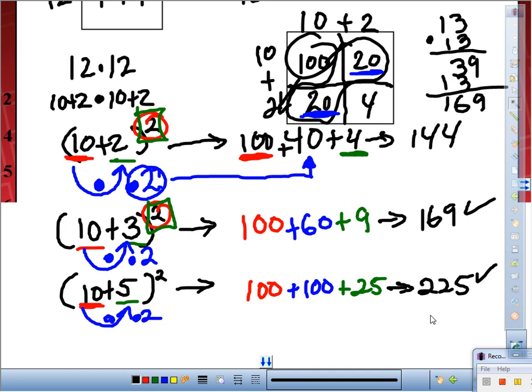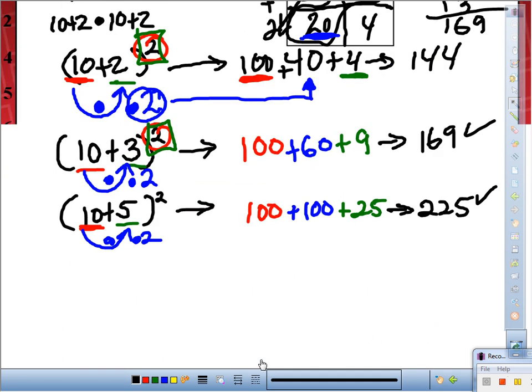11 times 11 is 121, or I can show it as 10 plus 1. 10 plus 1, it should give me that. So this is basic elementary stuff. Now, to get us closer to what we're doing is a challenge. What if I said this?